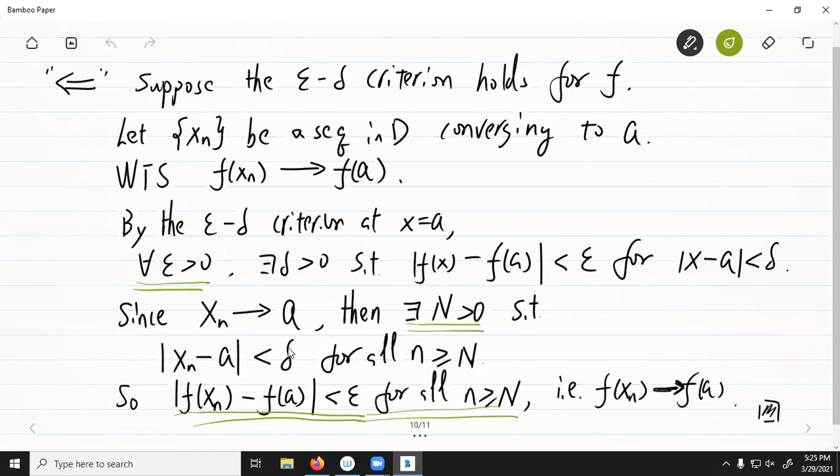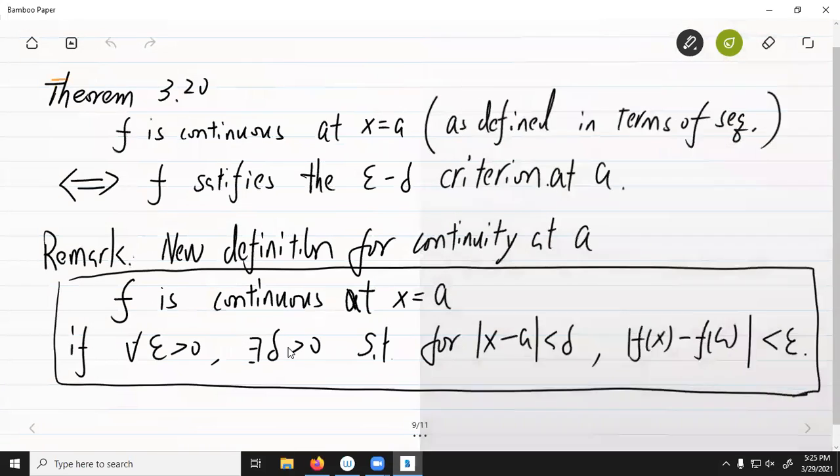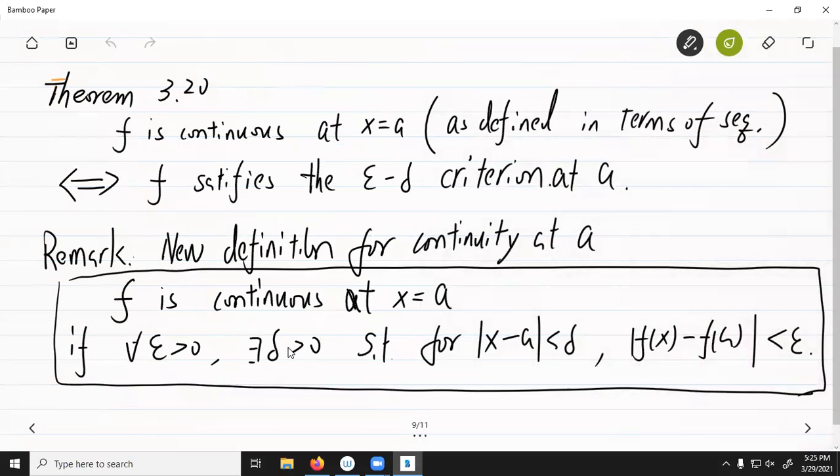So this theorem tells you one thing: f is continuous if and only if for any epsilon greater than 0, there exists delta such that when x minus a is less than delta, that is, x in this interval, f of x minus f of a would be less than epsilon. You should be very familiar with this language.